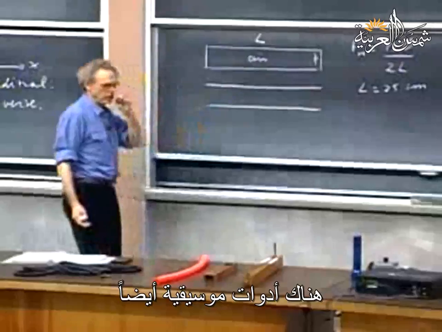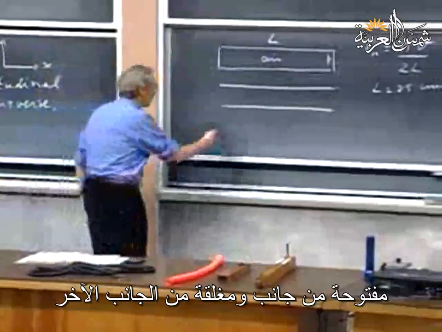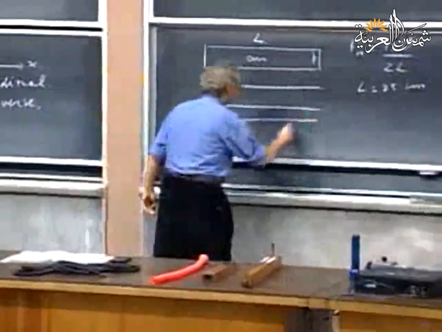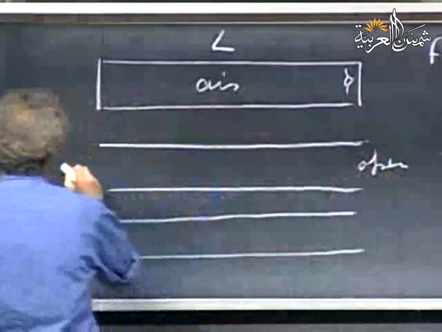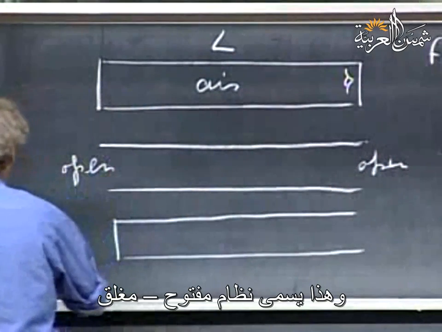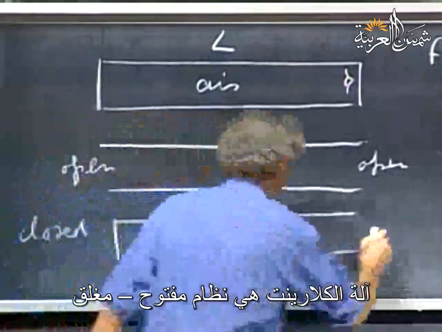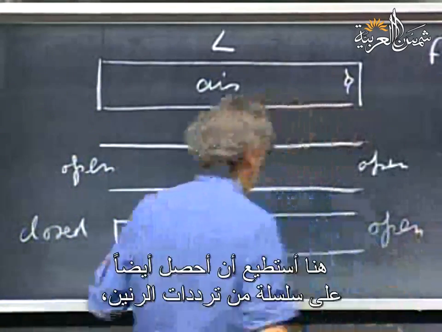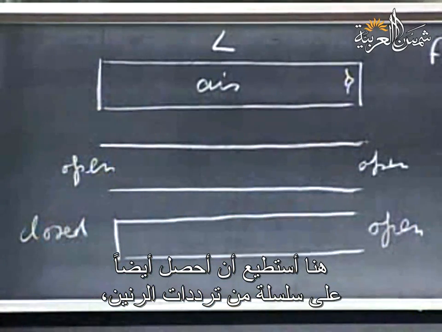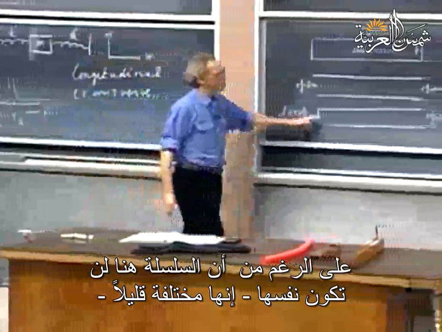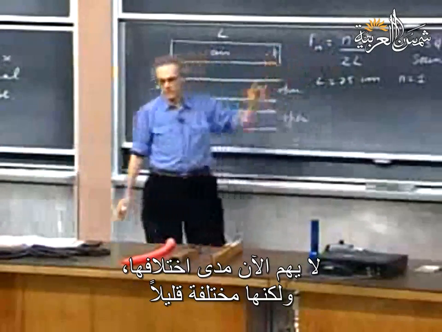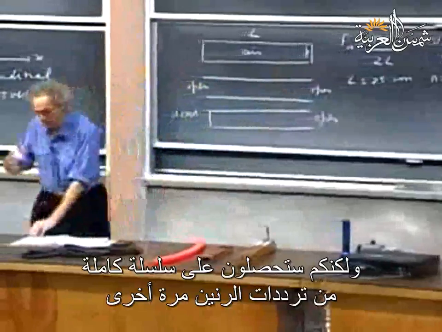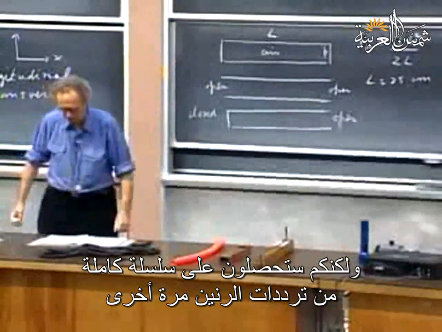There are also musical instruments which are open on one side and closed on the other. So this is called an open-open system, and this would be called a closed-open. Clarinet is closed-open. Here I can also get a series of resonance frequencies, even though here the series wouldn't be exactly like this. It's a little different. It doesn't matter now how different, but it is a little different. But you get, again, a whole series of resonance frequencies.